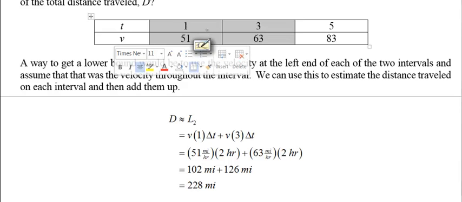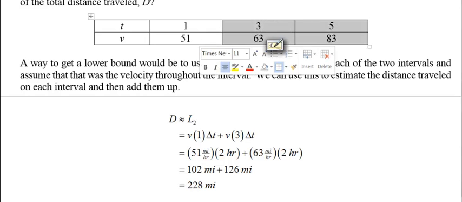And what are we going to assume? Well, if we're doing an L estimate, a left-handed estimate, we go to the left endpoint of this interval, which is the 1, and find the V value that goes with that, 51, and we'll use that 51 miles per hour. But this time we're going to assume it stays that for the first 2 hours. That'll give us a total of 102 miles, which is how far we're estimating it traveled over that first 2-hour period.